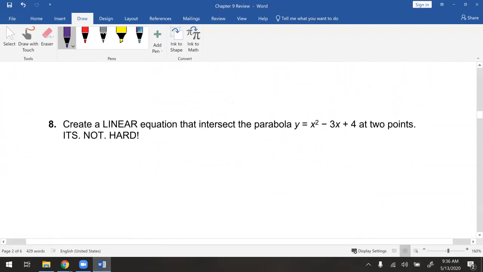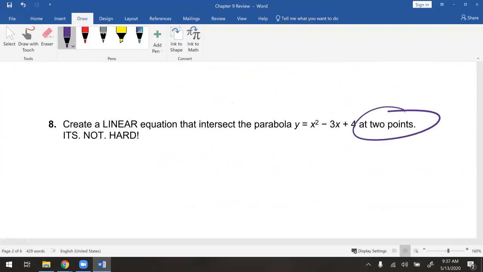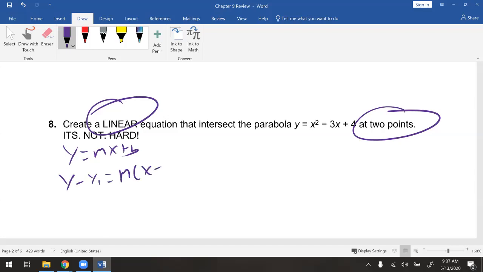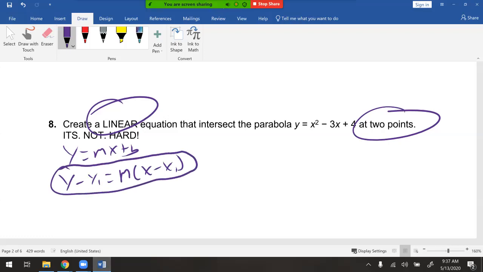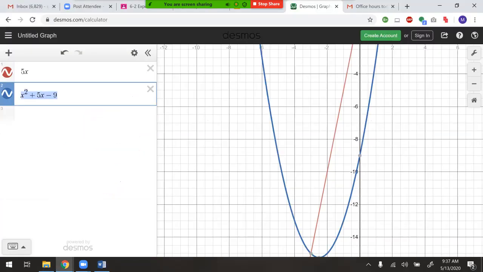Create a linear equation that intersects the parabola y equals x squared minus 3x minus 4 at 2 points. Well, oh, it says a linear equation. And by the way, linear is y equals mx plus b, or how about this? y minus y1 equals m times x minus x1. We're gonna use this one instead because that is a linear equation, essentially, okay? Before we do that, we need to graph this function. So let's use Desmos to graph it, okay?